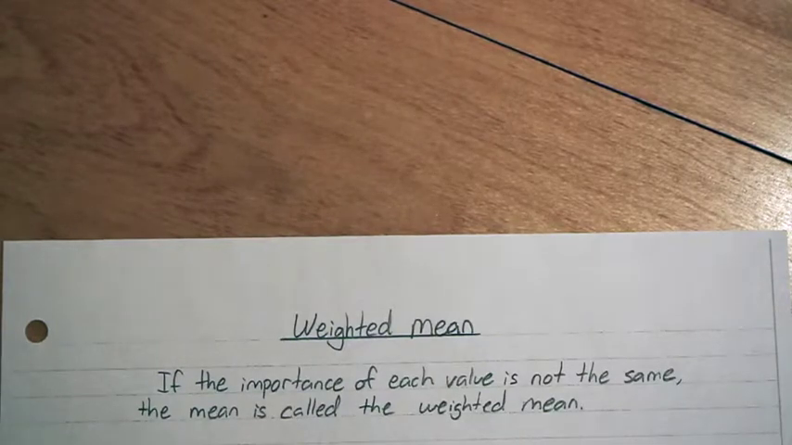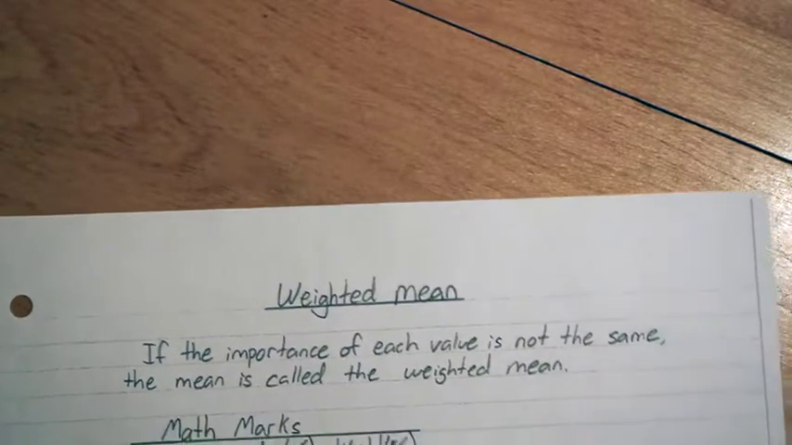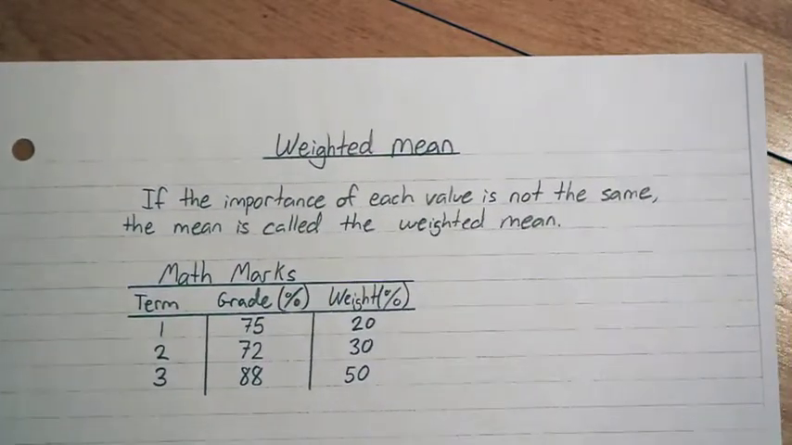So a weighted mean is, if the importance of each value is not the same, the mean is called the weighted mean. It has different weights. So a test might have a greater weight than a quiz. It'll affect the overall average more. So what does this really mean? How do we calculate it? And what does this look like mathematically? That's our topic today.